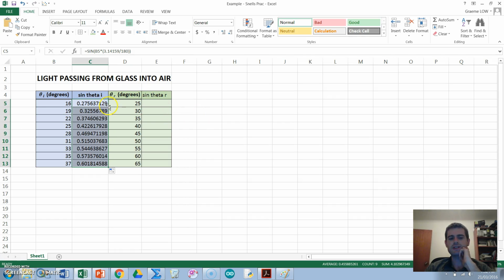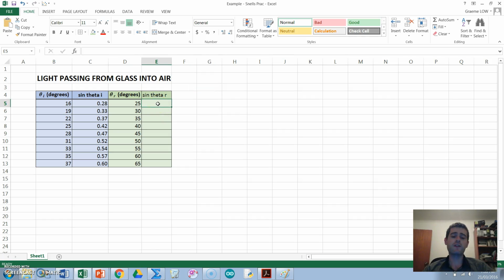Now at the moment you can see it's kept lots and lots of decimal places. We should probably round it off to two significant figures. So I'm going to go up to here and find the one that says decrease decimal. My mouse is hovering over that at the moment. I'm going to keep pressing that until I get down to two significant figures, two decimal places.